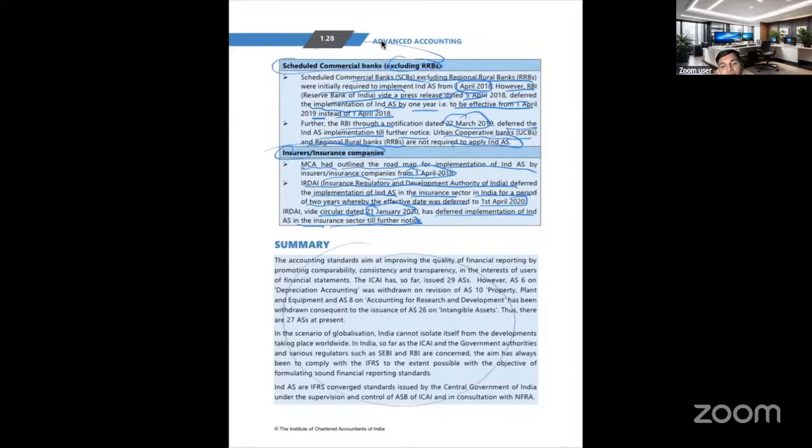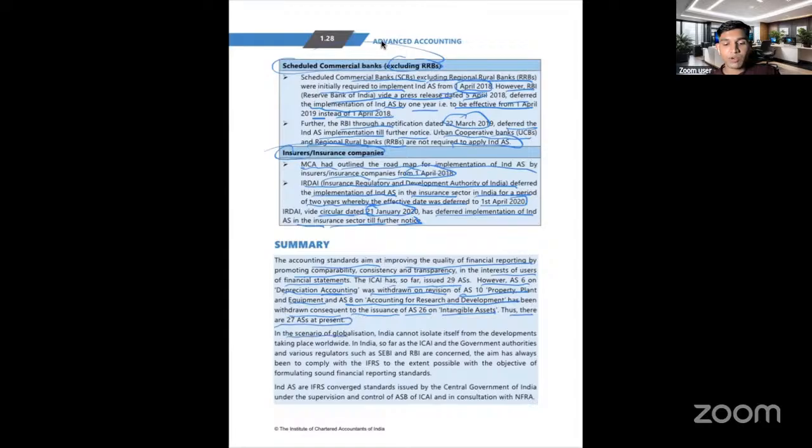Summary. We summarize whatever we have learned in this chapter. The accounting standards aim at improving the quality of financial reporting by promoting comparability, consistency, and transparency in the interest of users of financial statements. The ICAI has so far issued 29 accounting standards. However, AS 6 on depreciation accounting was withdrawn on the revision of AS 10 on property, plant and equipment, and AS 8 on accounting for research and development has been withdrawn consequent to the issuance of AS 26 on intangible assets. Thus, there are 27 accounting standards at present.